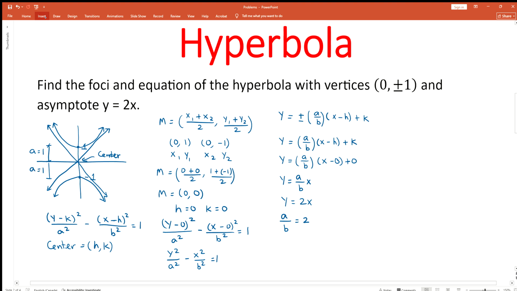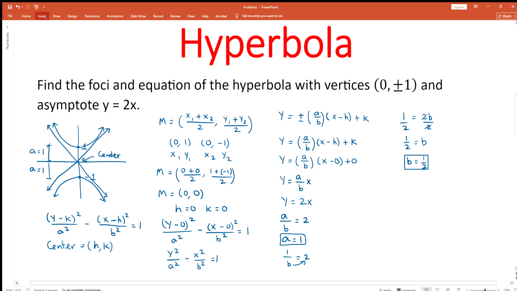So we can use this value of a. We can find the value of b. We can cross multiply b to the right side. I get 1 equals 2b. Next we can divide both sides by 2. I get 1 over 2 equals b. This is the value of b we can use for the equation of the hyperbola, and we also know that a equals 1.